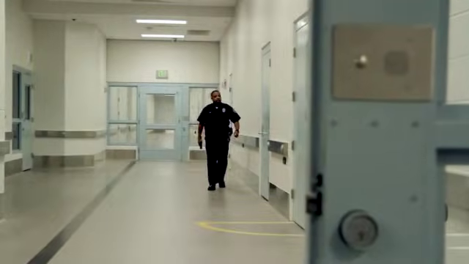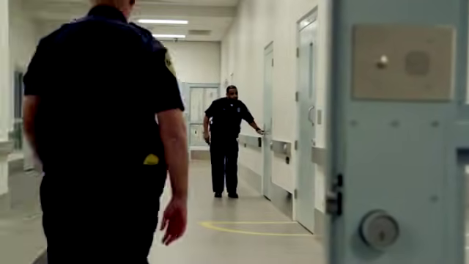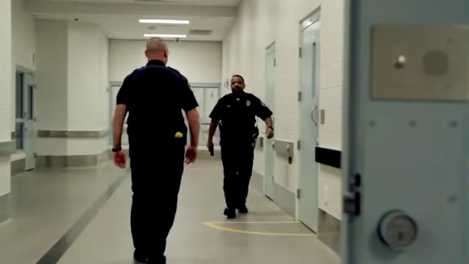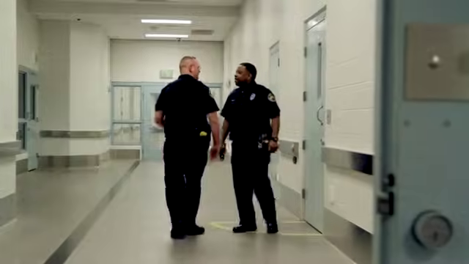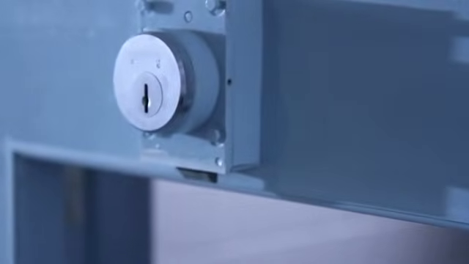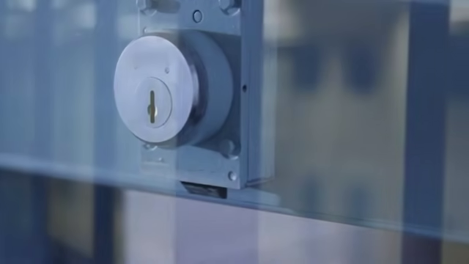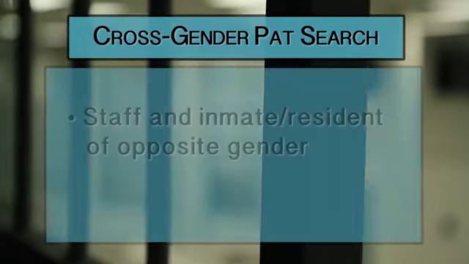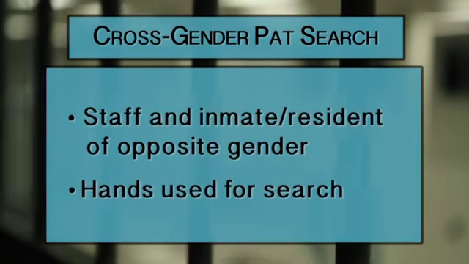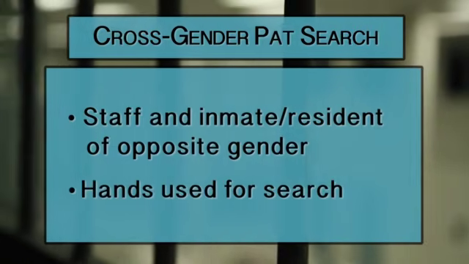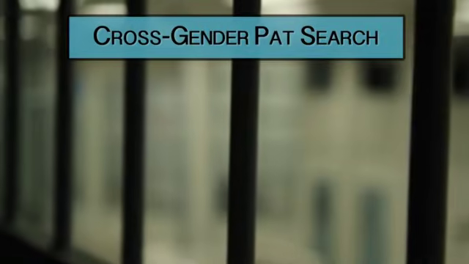As a corrections professional, you are likely already practiced in conducting searches. This video provides you with additional information that builds on your current skills. For the purpose of this video, the term inmate will be used to refer to all adult confinement populations. The term resident will be used to refer to populations in juvenile facilities. A cross-gender PAT search is a search performed by staff who is the opposite gender of the inmate or resident, and in which the staff uses the hands to search the inmate's clothing for contraband or weapons.